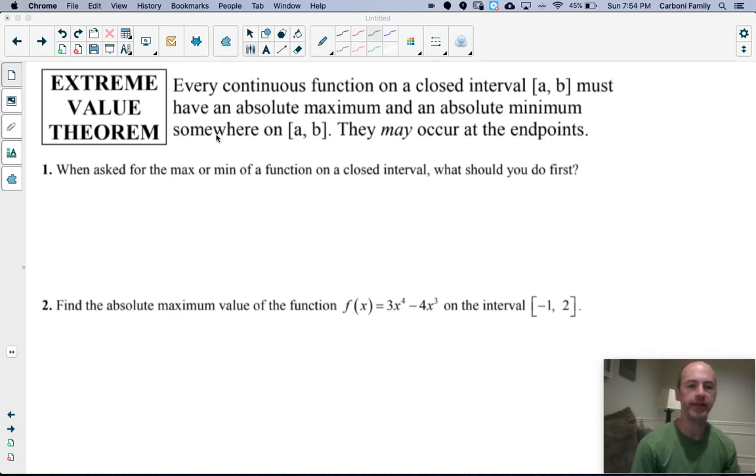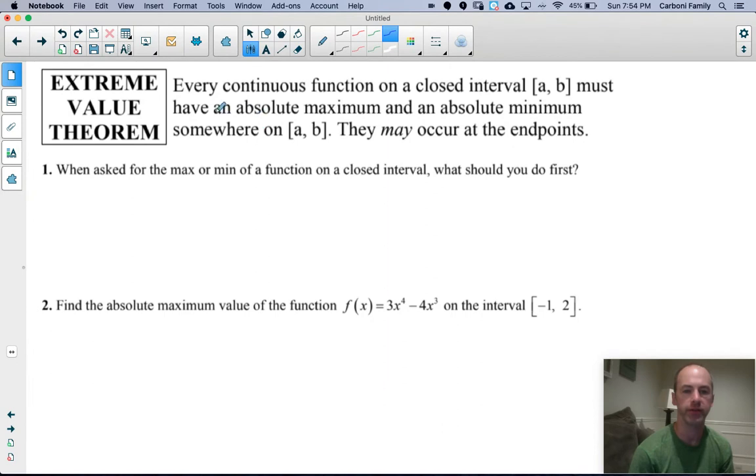Okay, looking at the extreme value theorem, another one of the big theorems of calculus. This theorem simply says that any function that is continuous, and notice the requirement of continuity does not say differentiability, but if a function is continuous on a closed interval, then that function absolutely will have a max or a min somewhere on the interval, and they could occur at endpoints.